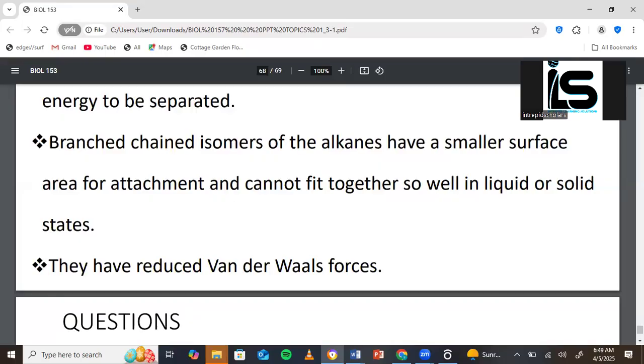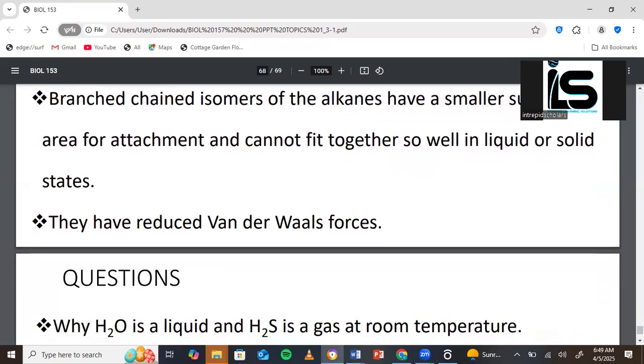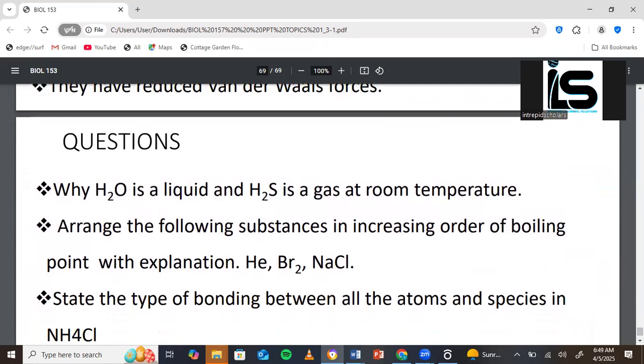Van der Waals force is increased by higher molecular size, as we have discussed, right? But another thing is that it's also increased by higher surface area. So when there's branching, when there's a branch chain, it reduces the surface area, and what it will reduce is the level of van der Waals forces between those molecules. So that is that for that.